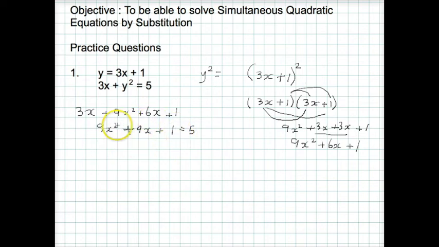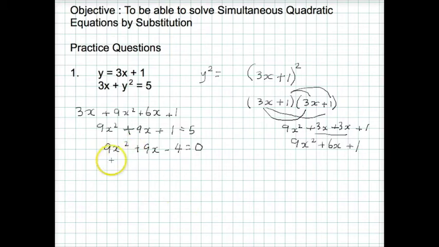Now, to solve this quadratic, we need to have it equal to 0. So all I do now is take the 5 over: 9x squared plus 9x, take the 5 away from the 1, and you're left with negative 4. That now equals 0. We've now got a quadratic to solve.